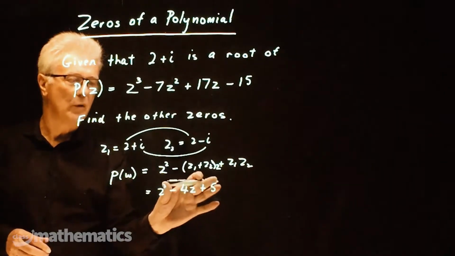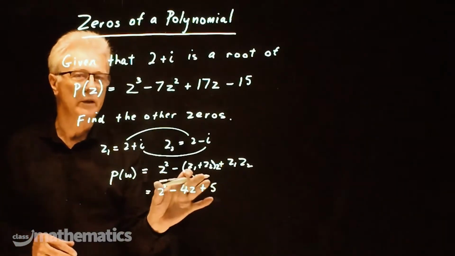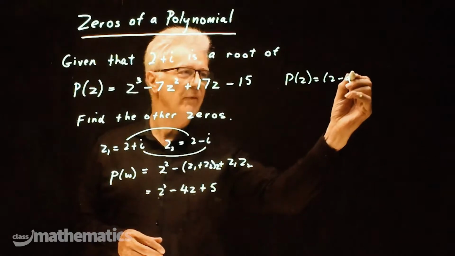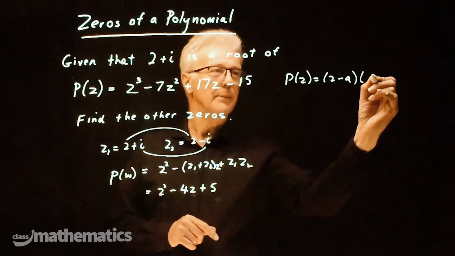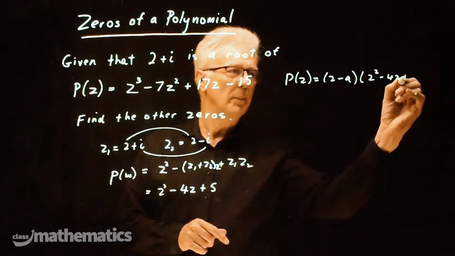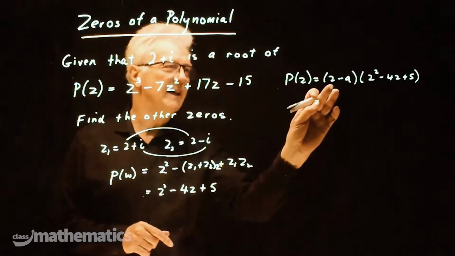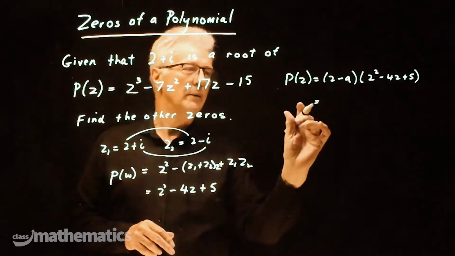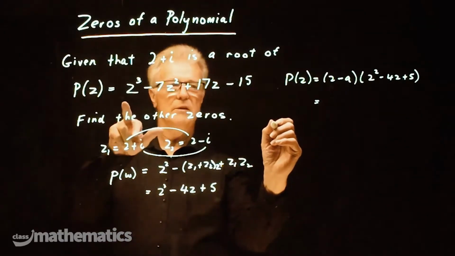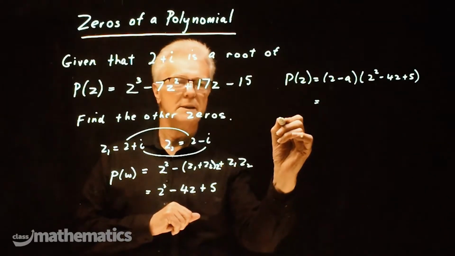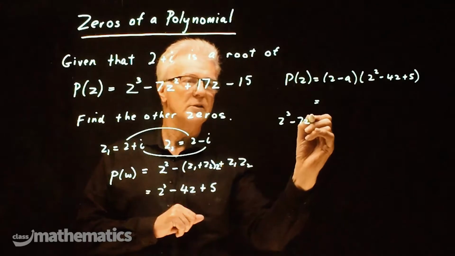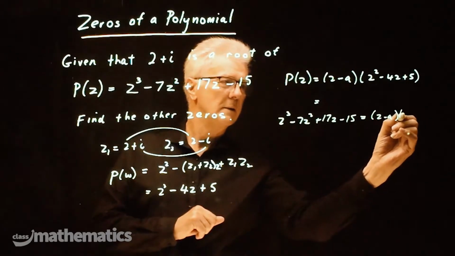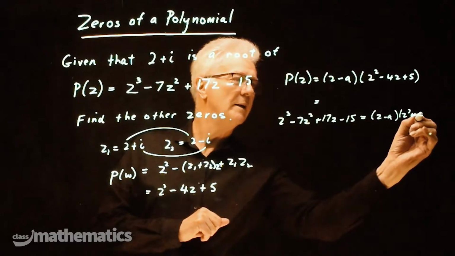Now we could do long division, but that's a bit awkward. So what we can do is say that P(z) is equal to z minus some value a, times this one here, z squared minus 4z plus 5. I can say it's z there, not 2z, because it's a monic polynomial, so that's absolutely fine. Now we can replace P(z): z cubed minus 7z squared plus 17z minus 15 equals z minus a times z squared minus 4z plus 5.